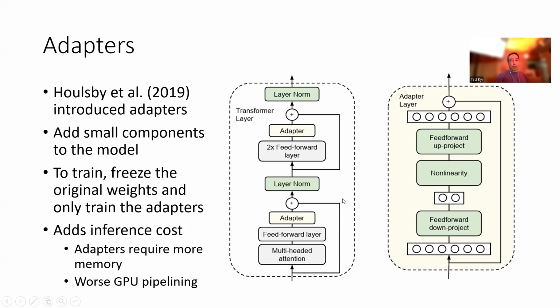If you see here on the left, this is a zoom in on the inside of a transformer. It doesn't look like the standard transformer diagram, but basically what you can see here is there's multi-headed attention, which is the bottom half of the transformer, and there's this two-layer feed forward, that's the top half of the transformer, okay? And if you can see the colors, they're inserting a yellow box here, an adapter here, and they're inserting an adapter here. And what does the adapter itself look like? That's pictured on the right, okay?